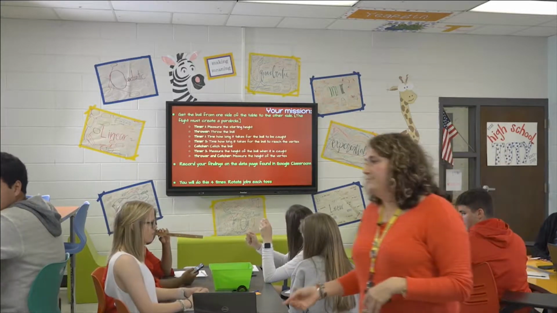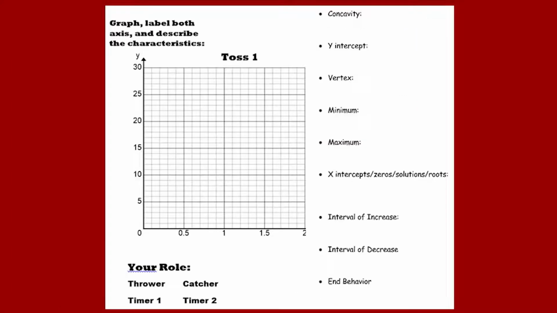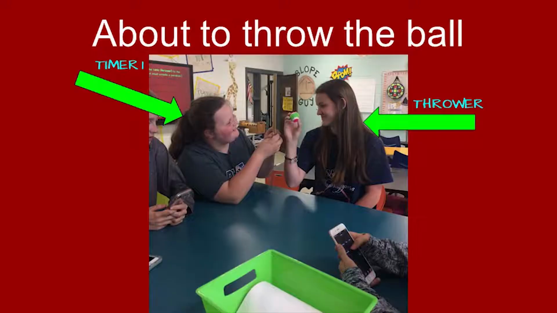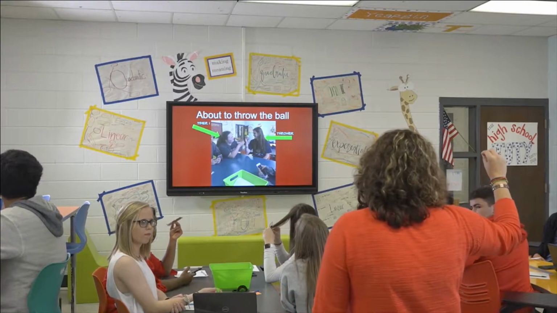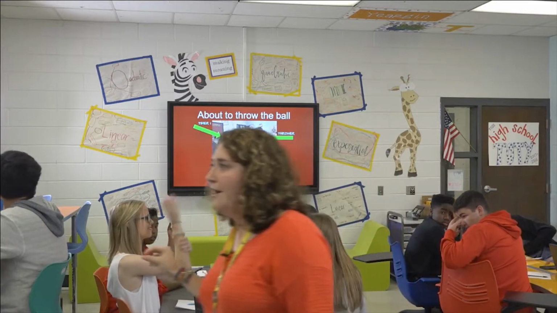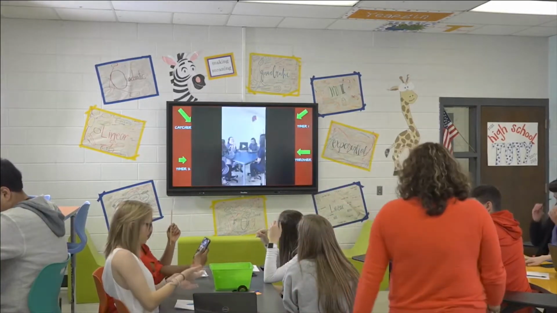So just like we said, you're going to record your findings. In this Google Classroom, you see where you need to sketch each toss, and then you also have a place where you can write down your recordings, whether it is how long it takes to get there or the height. So we're about to throw the ball. We have the thrower and our first timer. The thrower's going to hold the ball wherever it is that you want to toss it from. You have one stipulation. The ball must make a parabola. I don't care what the concavity of the parabola is, but it has to make a parabola. That's it, okay?